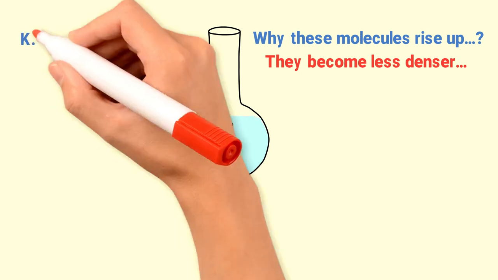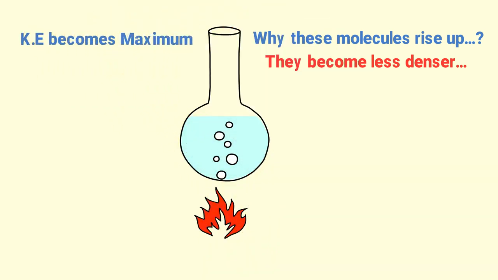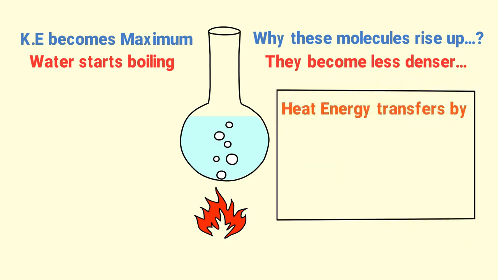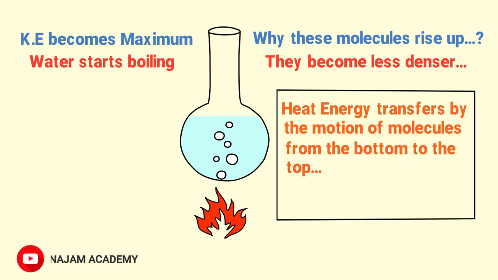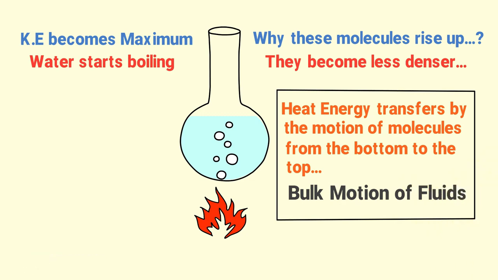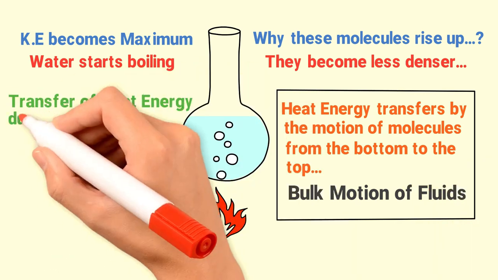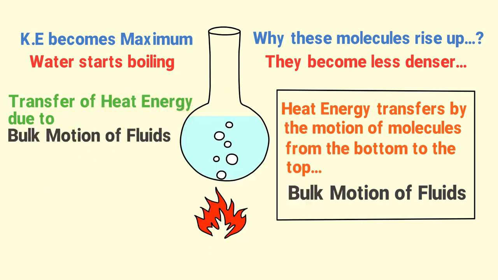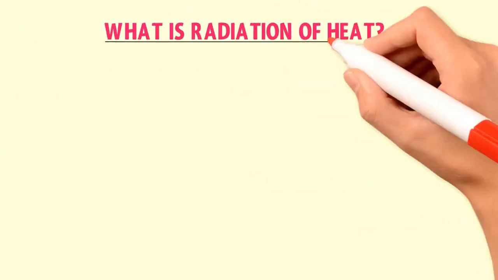A time will reach when the kinetic energy of these molecules will be maximum and the change of state will start. Water will start boiling. Here, heat energy transfers in water by the motion of molecules from the bottom to the top. This motion is called bulk motion of fluids. Hence, the transfer of heat energy due to bulk motion of fluids from one place to another place is called convection of heat. At last, let me teach you what is radiation of heat.